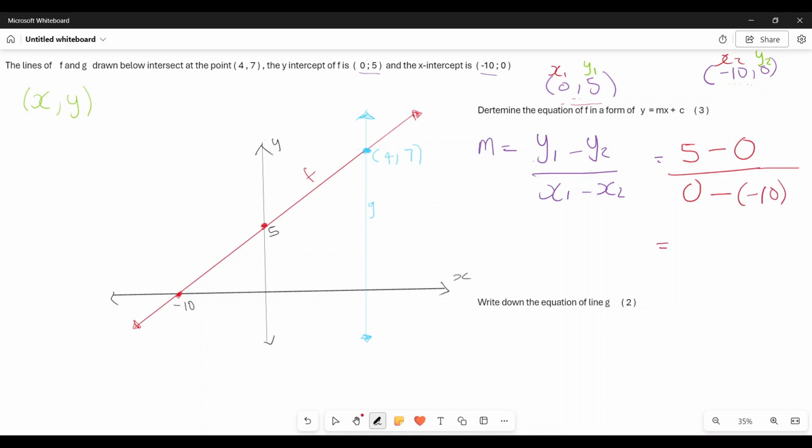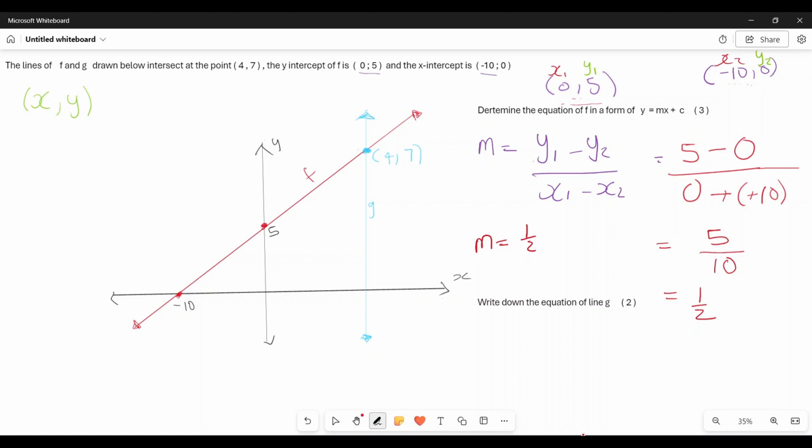Now, as a result, at the top 5 minus 0 is 5. At the bottom, 0 minus (-10), the two negatives cancel out one another, and you would be left with 10. As a result, your gradient would be equal to 5 over 10. And now punching that into your calculator, this should be equal to a half. Now, I know that my gradient, my m, is equal to 1 over 2.